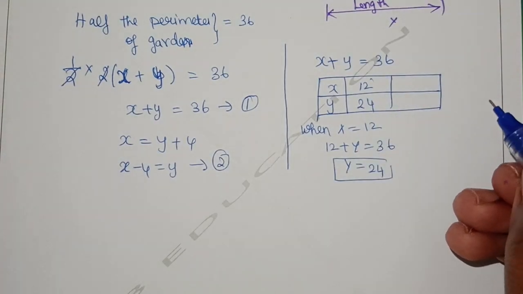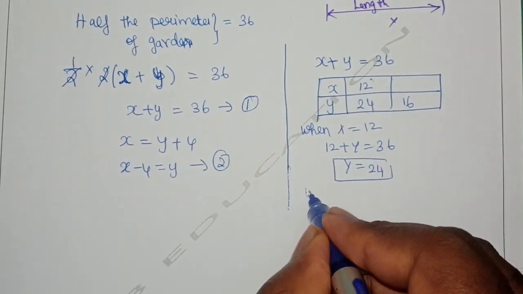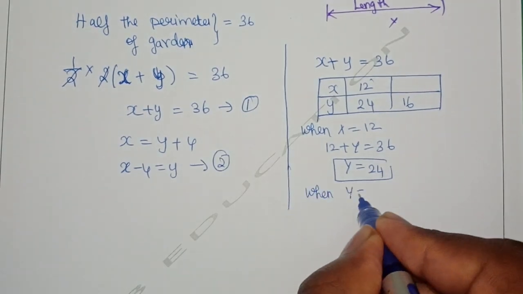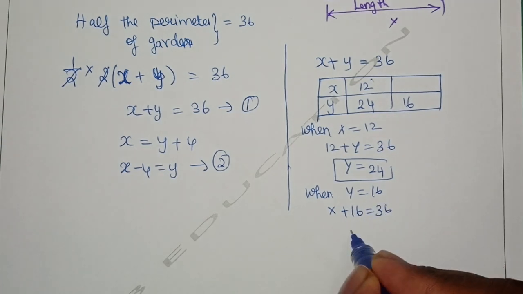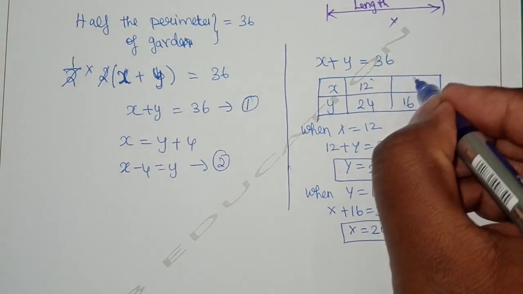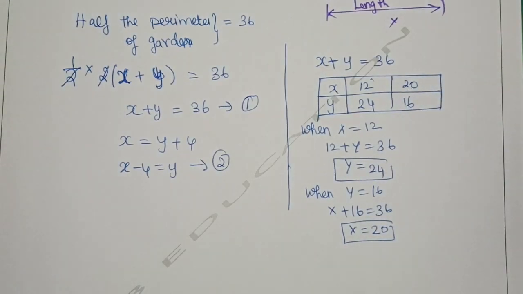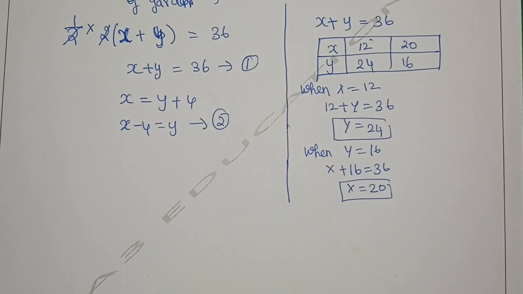Like that, we put y is equal to 16. When y equal to 16, x plus 16 is equal to 36. Then we get x is equal to 20. Therefore, the points we got are 12 comma 24 and 20 comma 16.